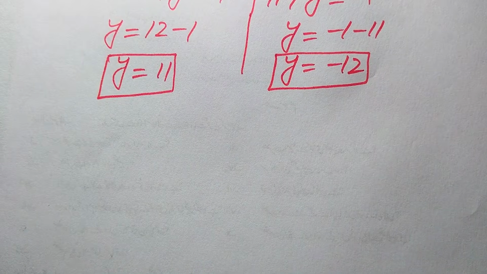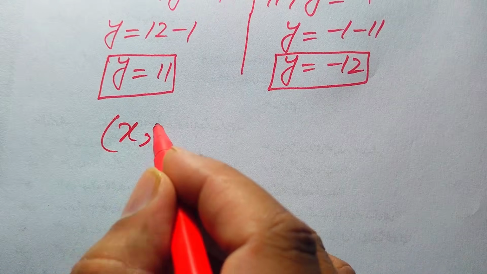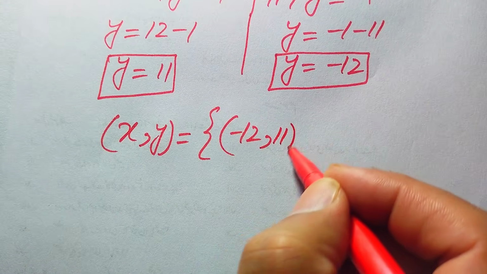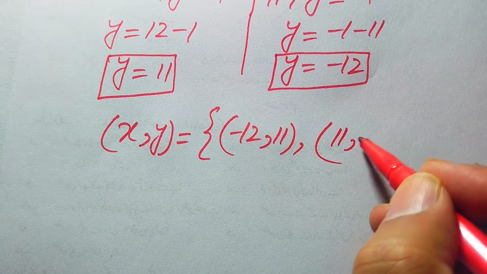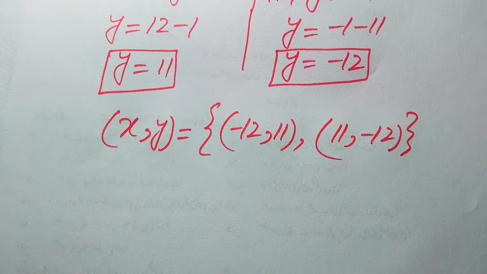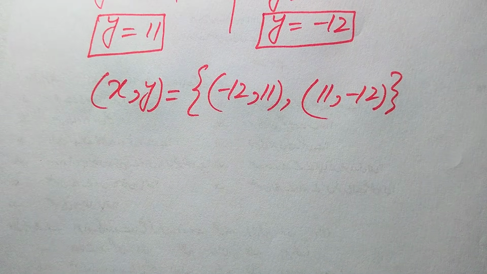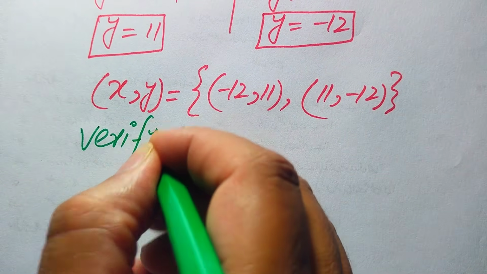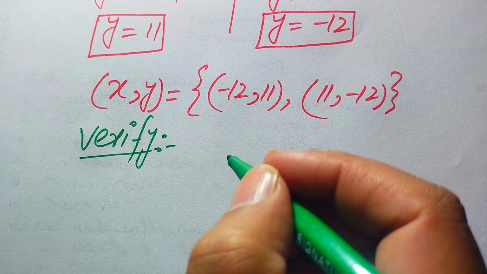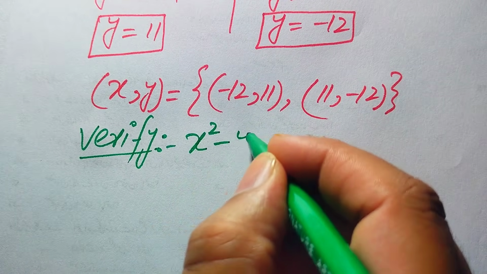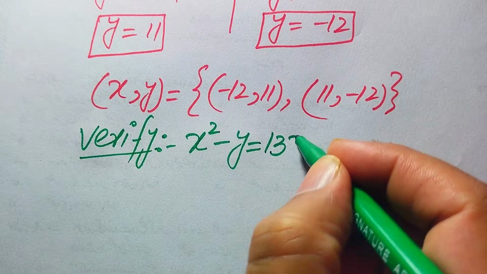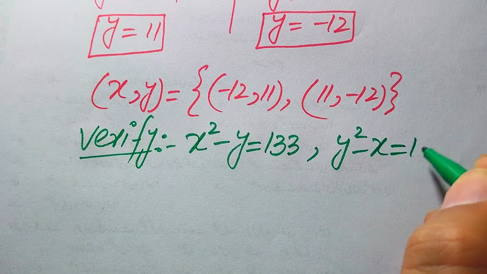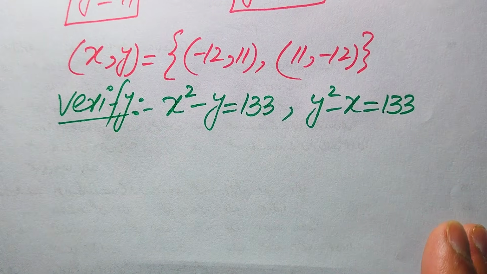So we have two roots of the given equation, or two ordered pairs of the given equation, and these ordered pairs are: the first ordered pair is minus 12 and 11, and the second ordered pair is 11 and minus 12. So these are the two ordered pairs, and in the next step we need to verify whether these ordered pairs are a solution or an extraneous root. So for verification, we need to copy down the given question statements here. There are two equations. We have x squared minus y is equal to 133. This is the first equation, and the second equation is y squared minus x is also equal to 133.